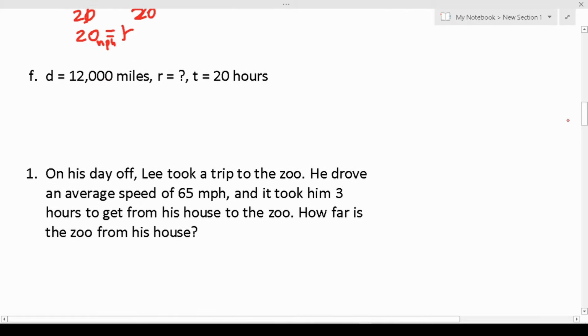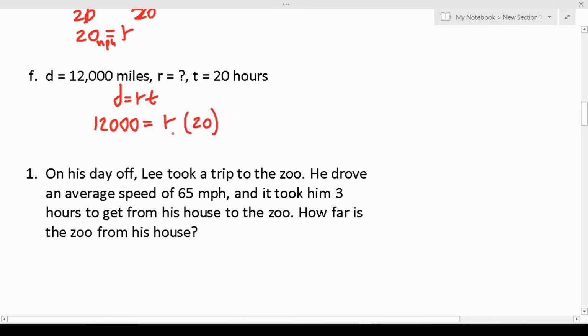And finally, we have F, which gives us D as 12,000 miles. R is unknown, so we're going to be solving for R, and T is, again, 20 hours. So let's start by writing down the distance formula. Again, that's D equals R times T. We know what D is. It's 12,000, so in place of D, we'll plug in 12,000. R is what we're solving for, so we'll just leave that as R. And time, again, is 20 hours.